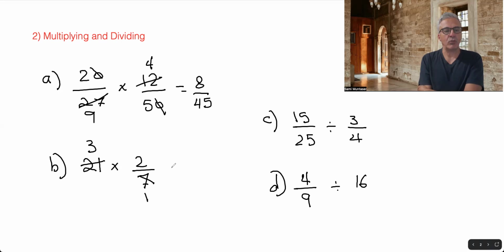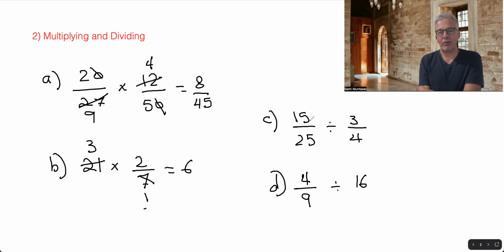Now we have 3 times 2 on top, gives me 6. I have 1 on the bottom. I don't even have to write 1 on the bottom. Okay. How about when you're dividing? Definitely you want to change division to multiplication and flip the divisor. But look, remember we said at the beginning that if you could reduce, do that right away.